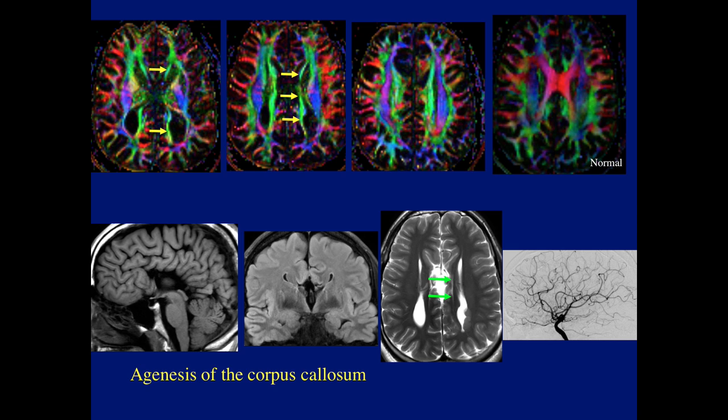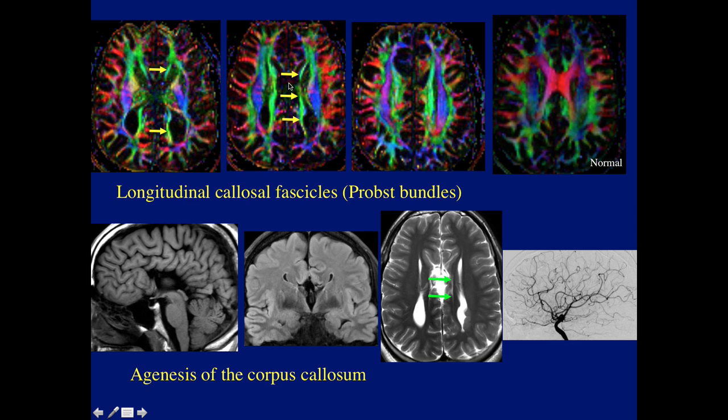What are the yellow arrows pointing to? What are those structures called? Correct. Again, as the resident said, these are the Probst bundles, also known as the longitudinal callosal fibers.